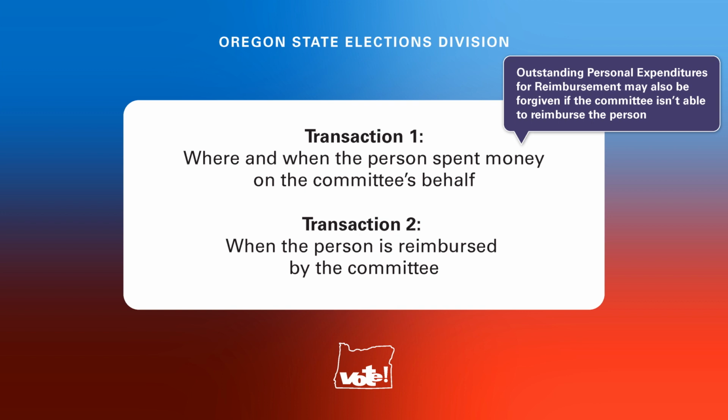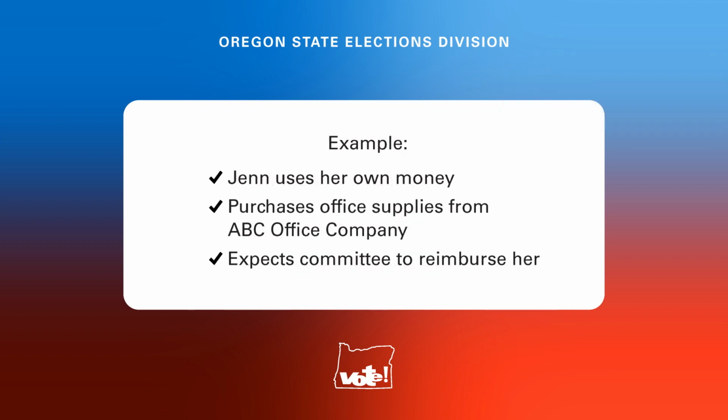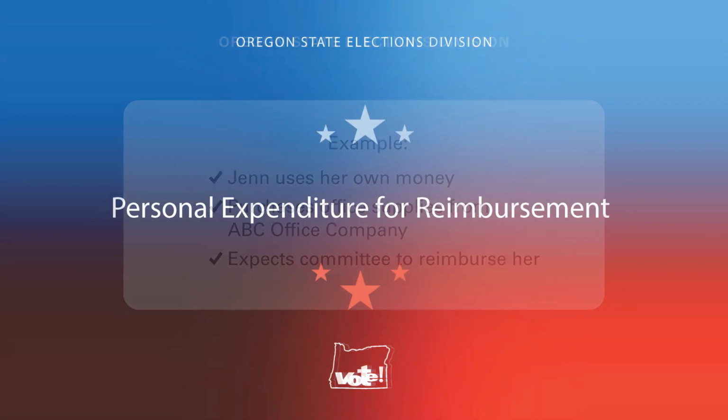This type of activity requires at least 2 separate transactions. The first transaction indicates where and when the person spent their own money on the committee's behalf. The second transaction occurs when the person is reimbursed by the committee. In this example, Jen uses her own money to purchase office supplies at ABC Office Company with the expectation that her committee will pay her back.